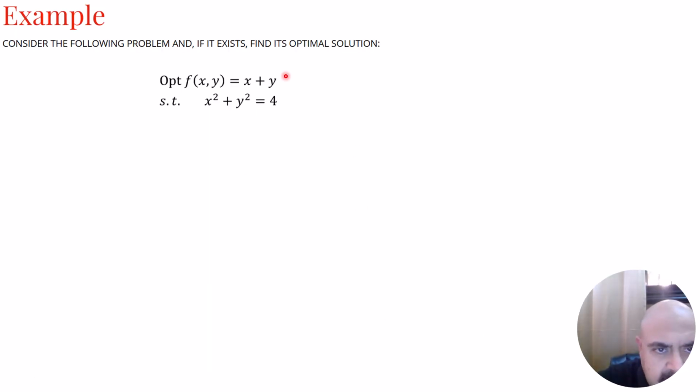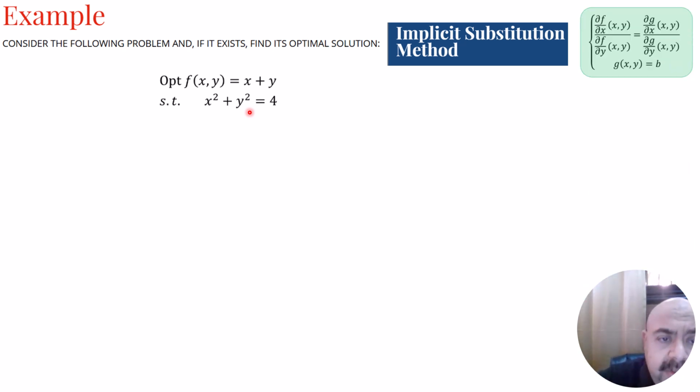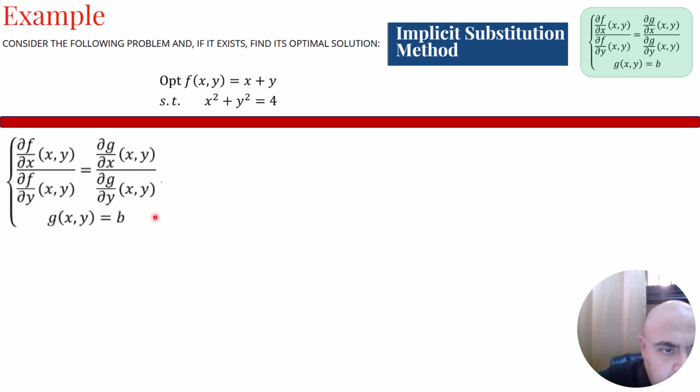Back to our example, we have x plus y and the constraint x squared plus y squared equal to 4. We will do exactly the same steps that we saw previously. All I have to do is to get the implicit derivative for the objective and the implicit derivative for the constraint, then equate them according to this relation. So simply, I consider x plus y equal to 0. The derivative with respect to x is going to be 1. The derivative with respect to y is going to be 1. And this is 1 over 1, which is the implicit derivative.